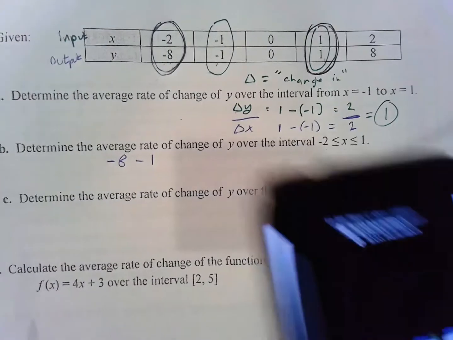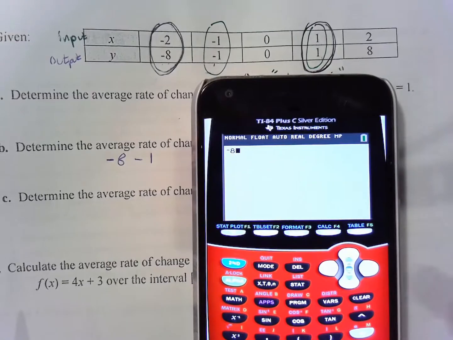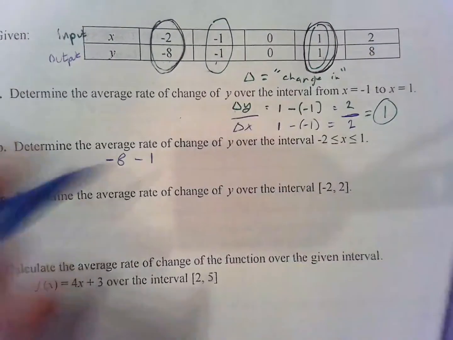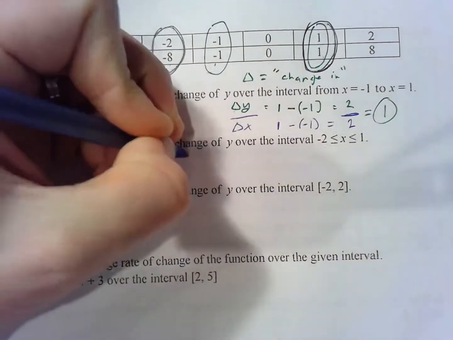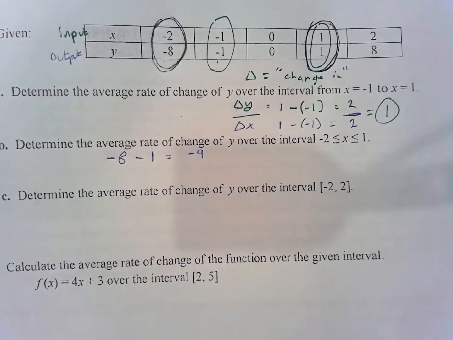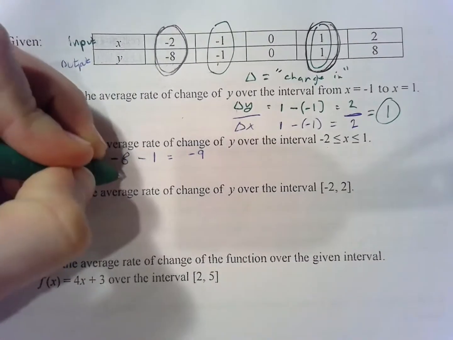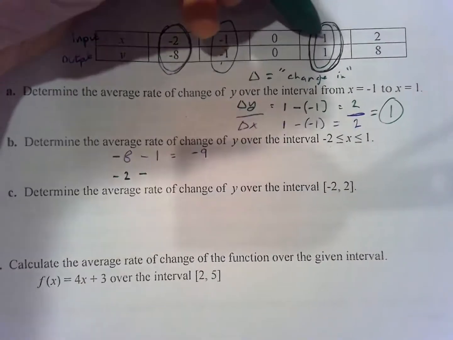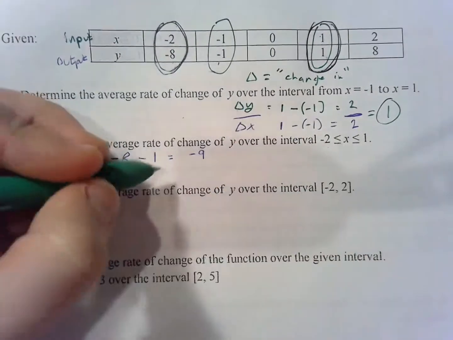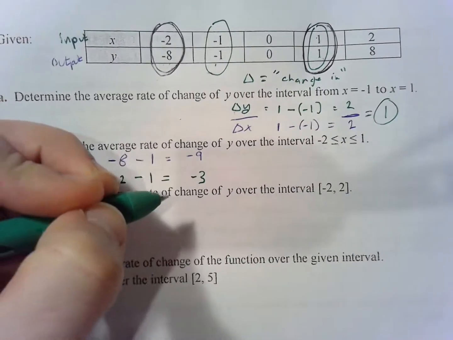-8 take away 1. Well, if we're not super confident with our negative signs, that's okay. I can just put in -8 minus 1. You go 1 further down, that's -9. Right? So my change in y was -9. And now let's get that change in x. So because I started with -8 over here, I've got to keep going with its buddy first over here, the -2. So I'll do -2 minus that 1 over there because I'm going to x equals 1. -2 take away 1 is going to get me -3.